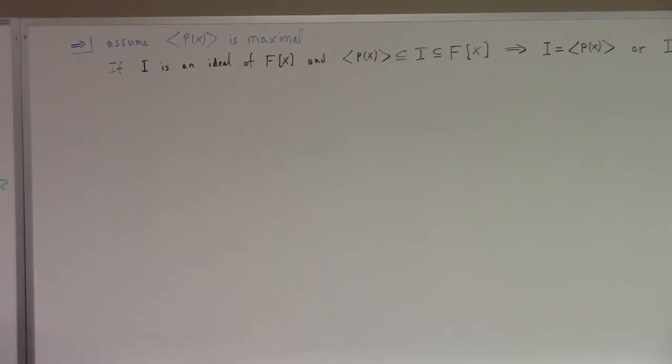Now what are we trying to prove? We're trying to prove that P of x is irreducible. What does that mean? That means that if P of x is equal to, say, Q of x times R of x, then what?